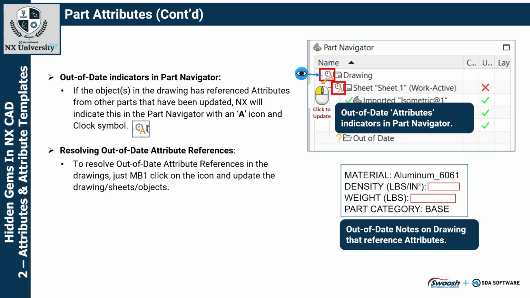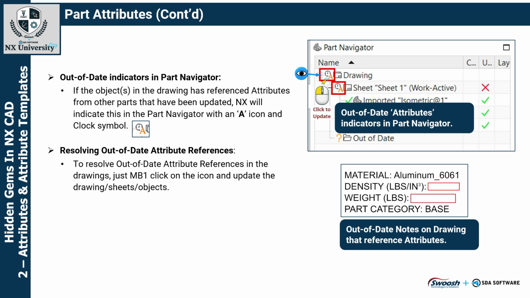Part attributes continued. Out-of-date indicators inside the part navigator. When you do begin to reference these different attributes on drawing sheets in this particular example, the part navigator next to the drawing and the sheet indicators will have an out-of-date symbol. The out-of-date symbol will be a clock with an A icon over the clock. If you want to resolve the out-of-date attribute references, the user can select MB1 or click on the icon and update the drawing sheet and objects.